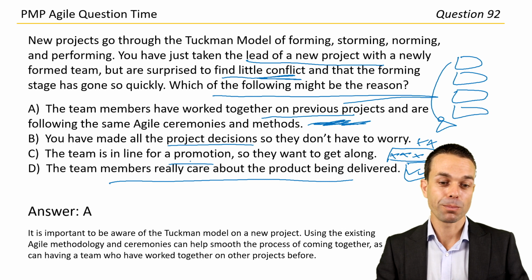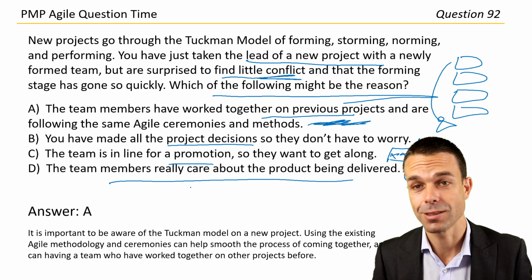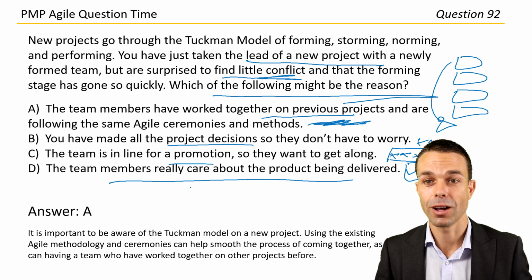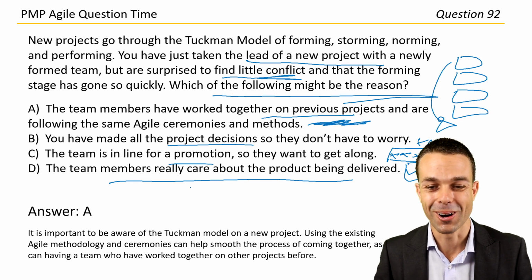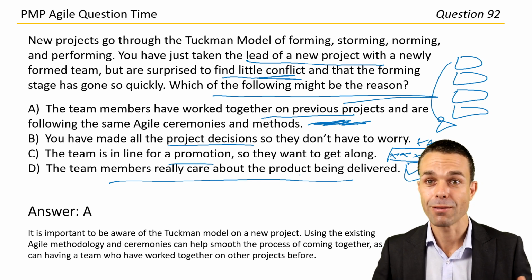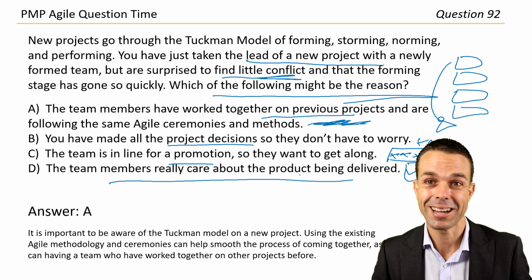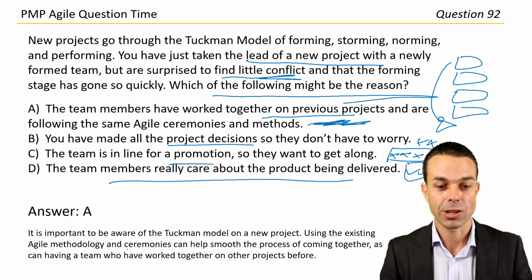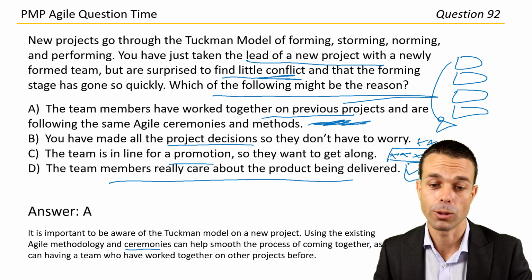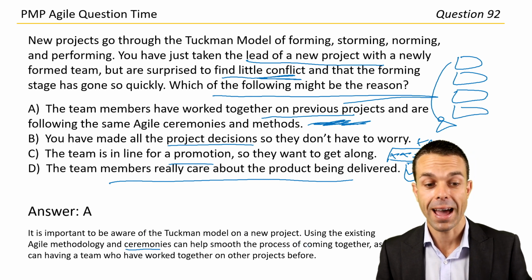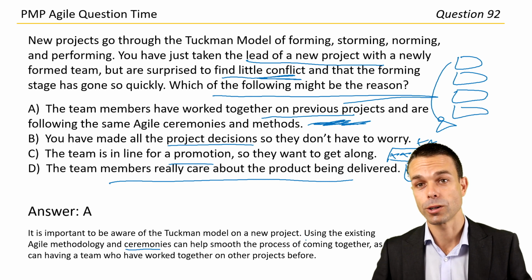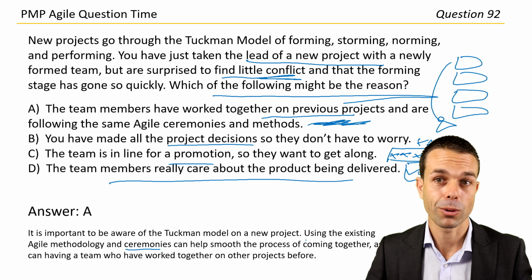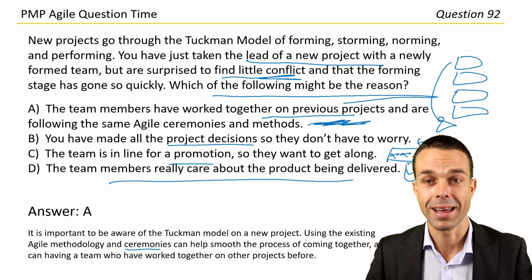There it is. It's important to be aware of the Tuckman model when we're starting a new project, because this will affect you whether you're aware of it or not. So now that we know about it, we have another tool in our tool chest, right? So this is great. Using the existing Agile methodology and ceremonies can help smooth that process of coming together, as can having a team who has already worked together on projects before. So that's a really good way to do it. If you ever want to shortcut that process, that's how you can do it.